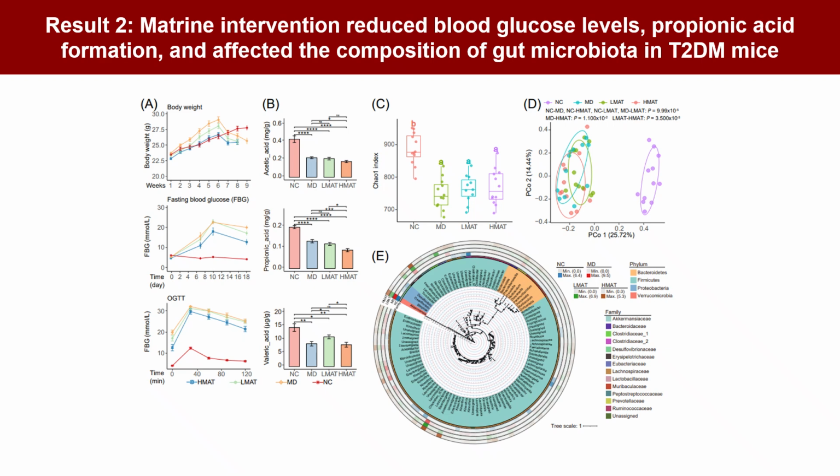Fasting blood glucose during OGTT was significantly lower in HMAT than MD. Valeric acid levels were higher in LMAT than MD, with higher doses leading to lower levels. Microbial diversity analysis revealed that the NC group had higher alpha diversity. Beta diversity showed distinct clustering, separating NC from MD and intervention groups. Phylogenetic analysis indicated that Akkermansia was enriched across all groups. Matrine-treated groups were enriched with Faecalibaculum and Lachnospira.